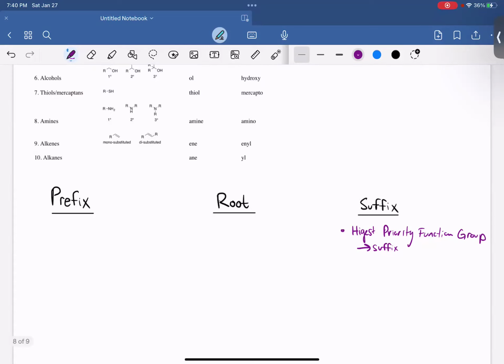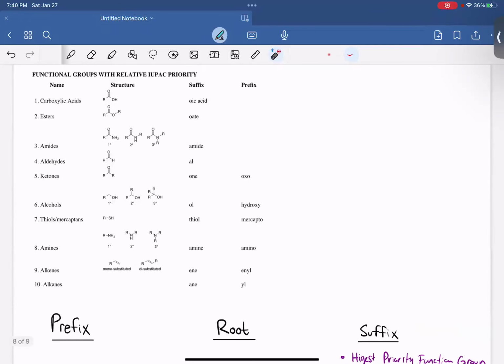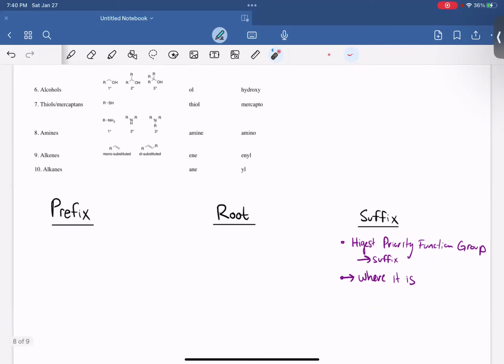Next, and this is only sometimes, you want to identify where it is. There's a few caveats here. If you have a carboxylic acid, an ester, an amide, or an aldehyde, these are chain terminating, meaning that it has to be on the one carbon. If it's not on the one carbon, it's not really possible to have that functional group. And if it's on the one carbon, you can omit the one and just reduce it and get rid of that in the name.